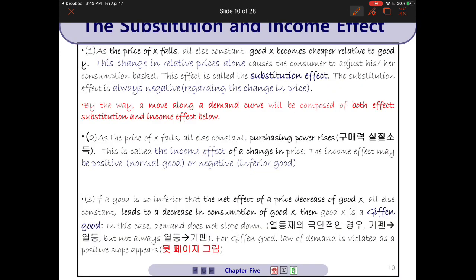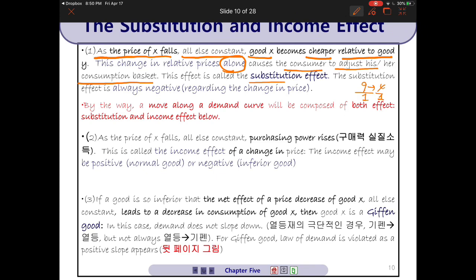So now let me read the sentence I've written down here. Substitution and income effect once again. As the price of good X falls, with all else constant, good X becomes cheaper relative to good Y. This change in relative price from 9 to 4, 9 over 1, 4 over 1, this change in price alone causes the consumer to adjust their consumption basket.